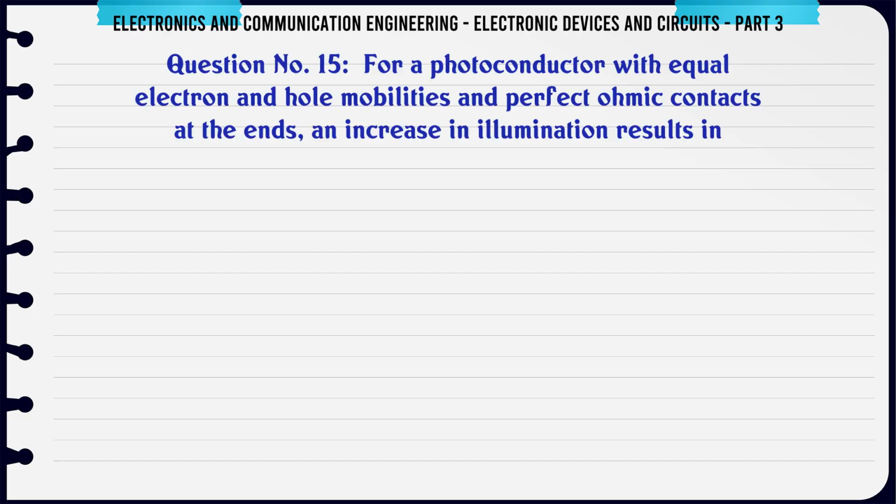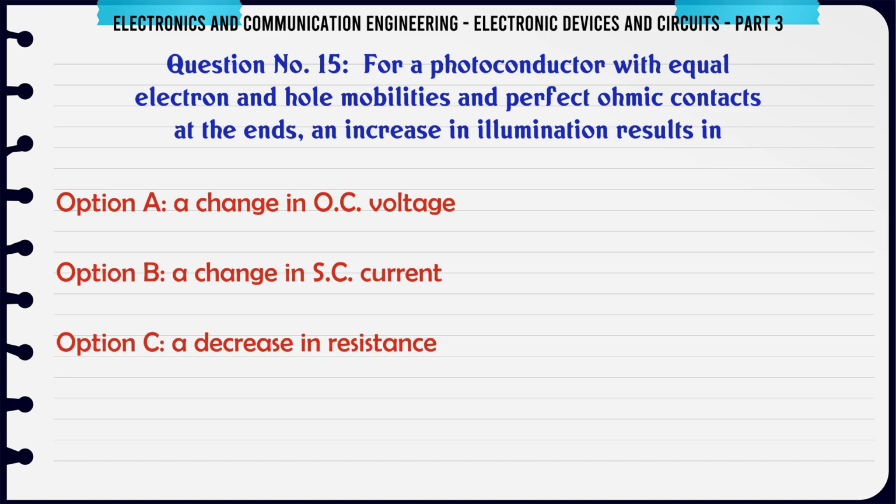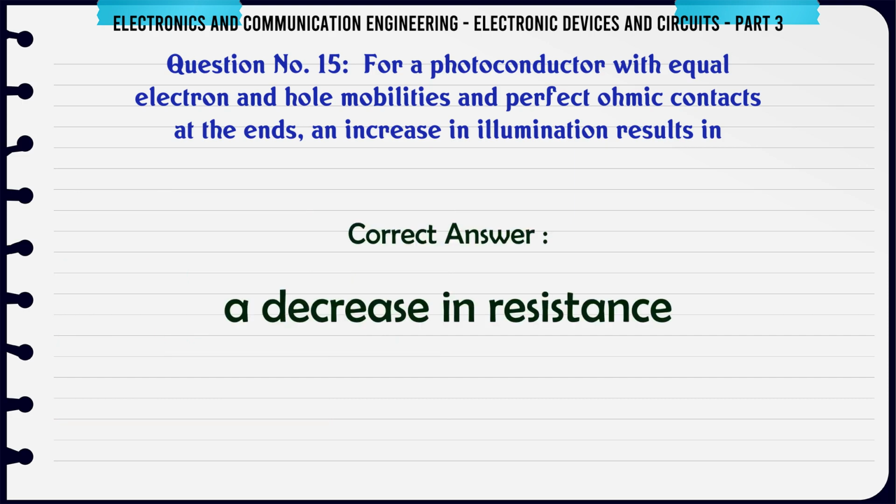For a photoconductor with equal electron and hole mobilities and perfect ohmic contacts at the ends, an increase in illumination results in A. a change in OC voltage, B. a change in SC current, C. a decrease in resistance, D. an increase in resistance. The correct answer is a decrease in resistance.